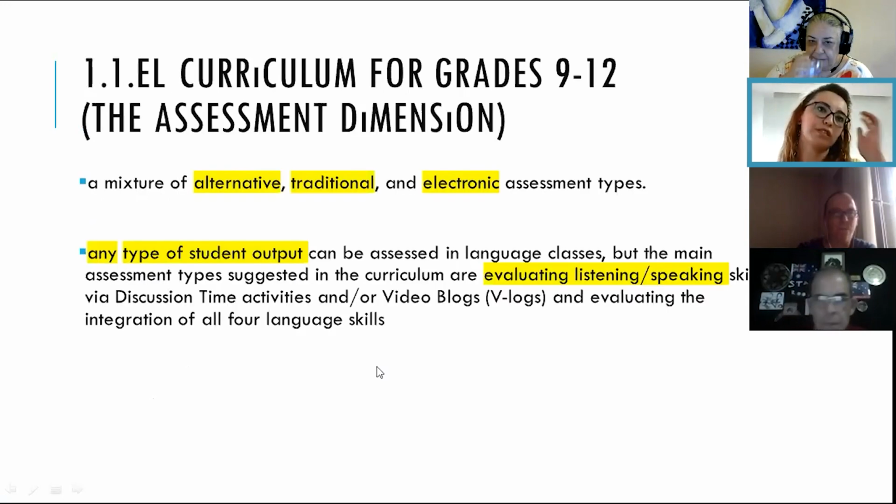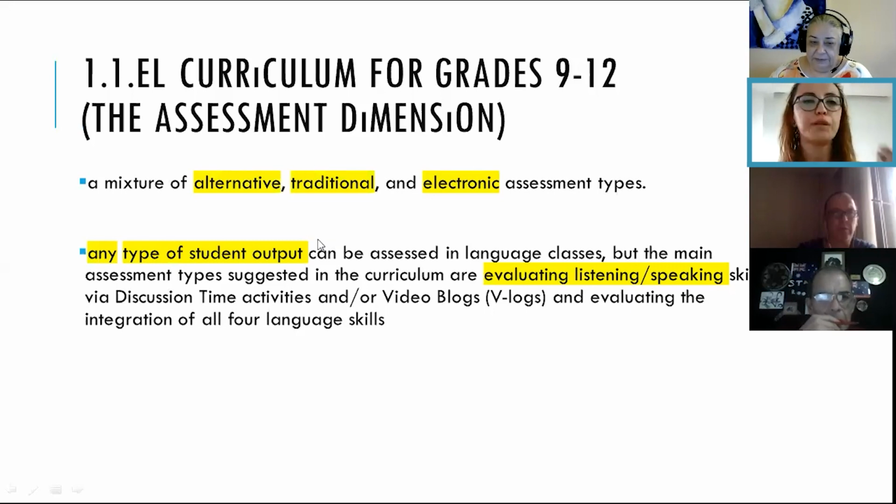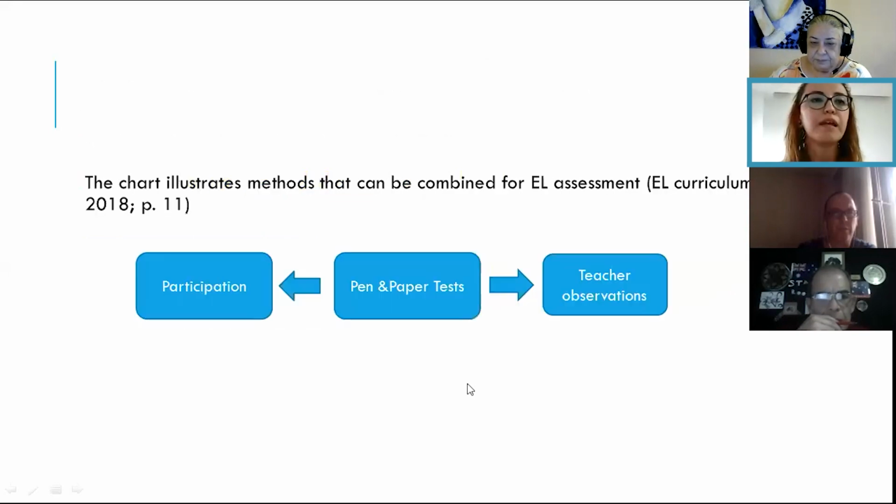Let's now first try to remember what the curriculum tells teachers to do for the assessment dimension. I highlighted some keywords and phrases for us all to remember. It suggests teachers use a mixture of alternative, traditional, and electronic assessment types. The assessment of any type of student output is accepted. But evaluating listening and speaking skills is suggested more.